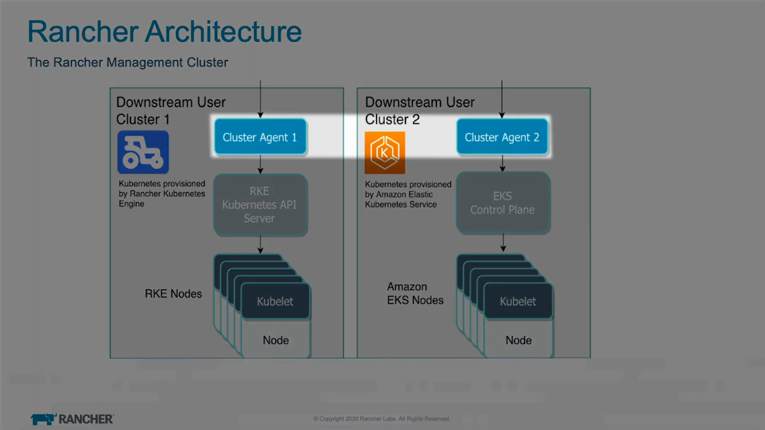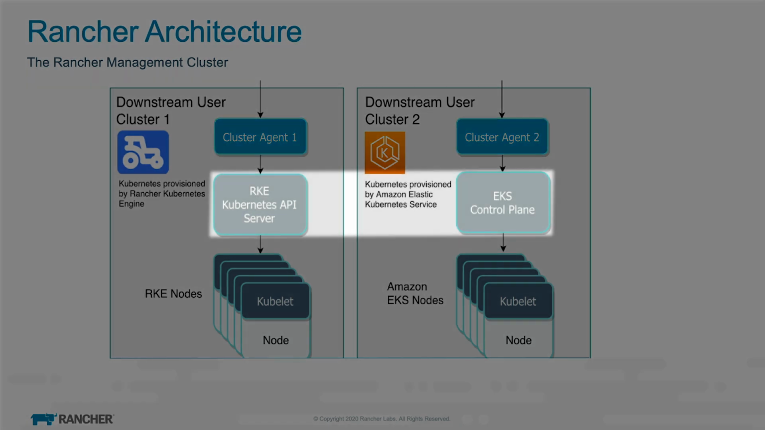When Rancher is deployed into an RKE cluster, that cluster is known as the Rancher management cluster. It's dedicated to running the Rancher server components. Downstream clusters managed by Rancher run a cluster agent. That agent bridges between the cluster controller and the Kubernetes API server that's running inside of the cluster. Downstream clusters also run a node agent on every node in the cluster, and that handles node-specific activities.